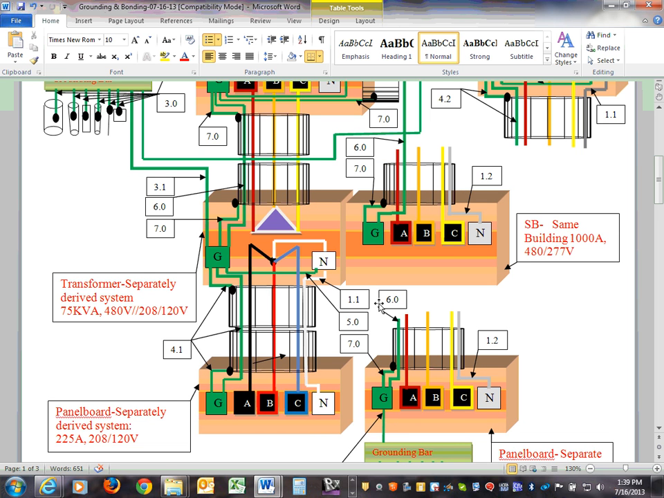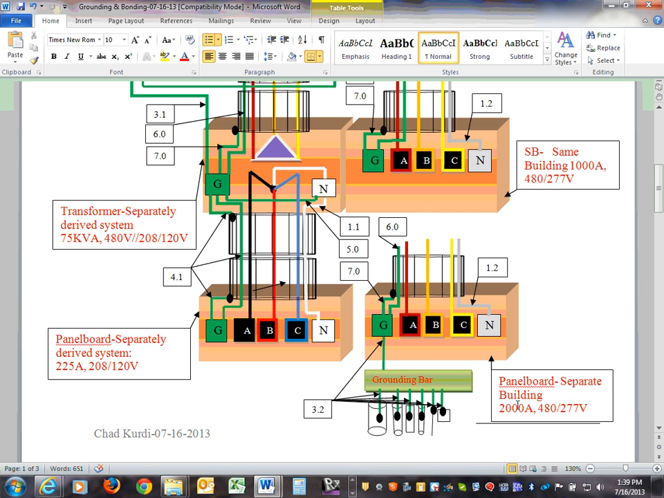You have to bring an equipment grounding conductor 6.0 that's based on the overcurrent protection device that's feeding this building. You also have to bond the conduit. If it's metallic conduit, you have to bond the conduit to the grounding bar inside this switchgear or panelboard, exactly like if it was in the same building, like we did here. And of course, you have to bring 1.2, the neutral for that building.